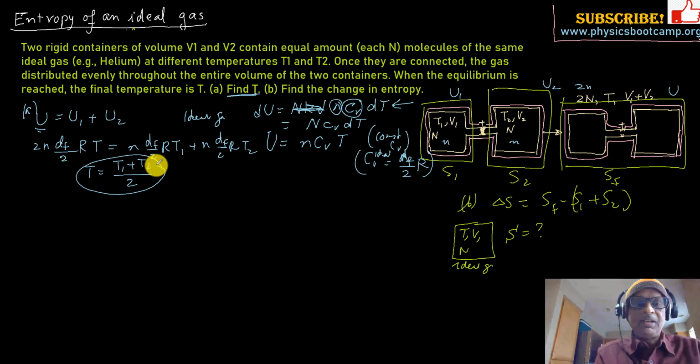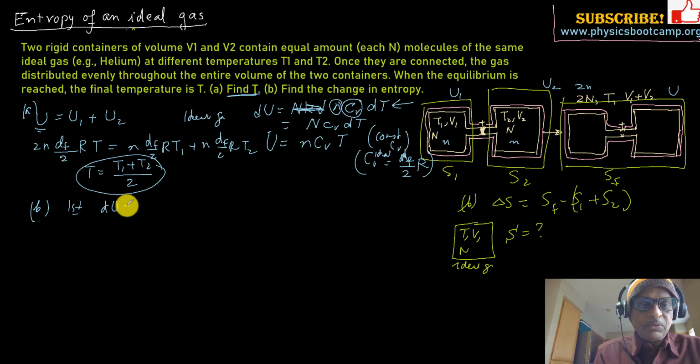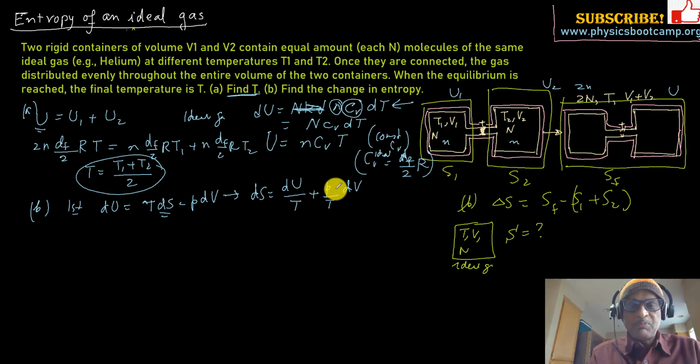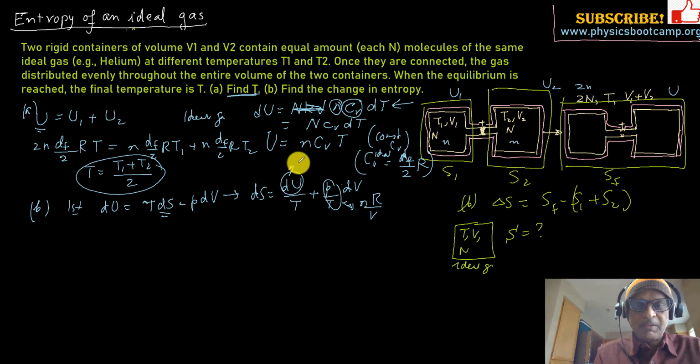So T we found. How to get B? We know the first law is dU is T dS minus P dV. So we want S. dS is dU over T plus P over T dV. Of course, P over T can be replaced by N R over V, and dU is replaced by N Cv dT.